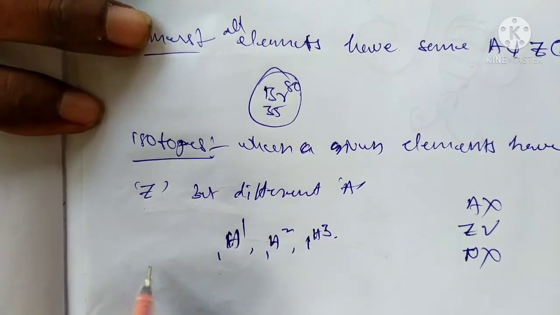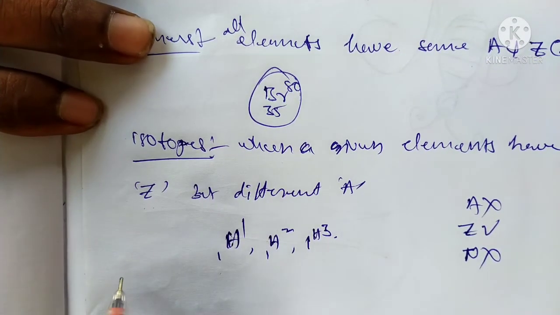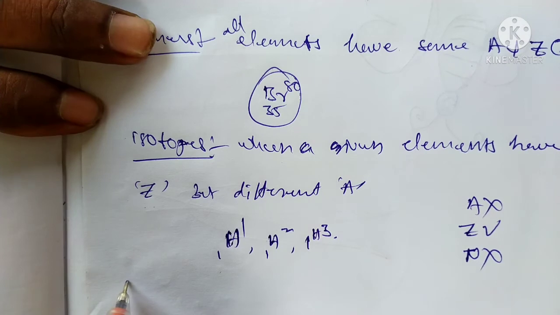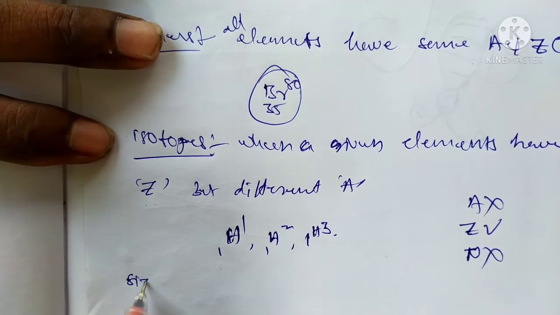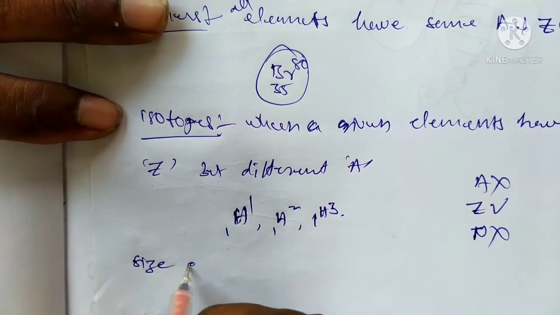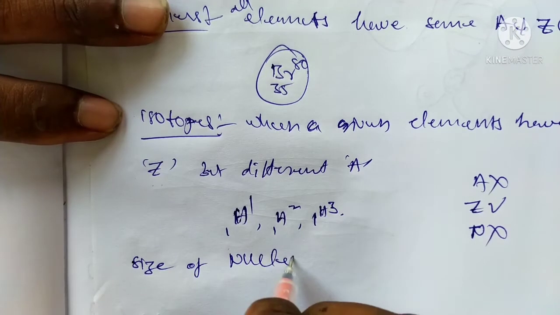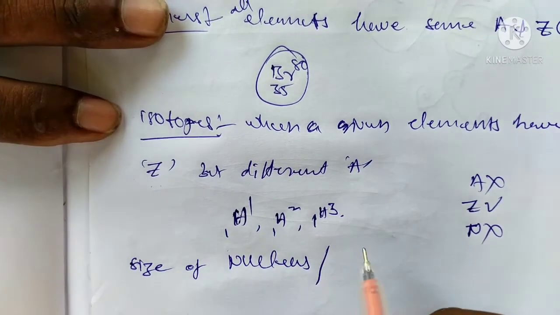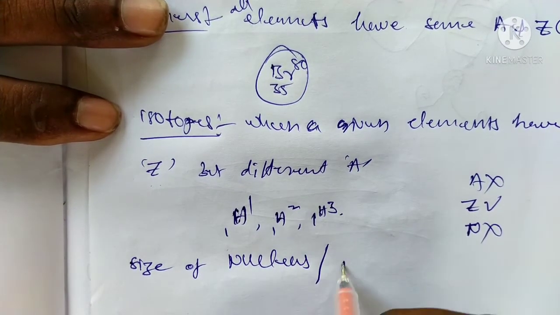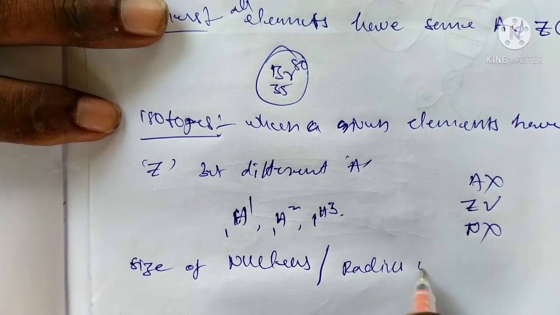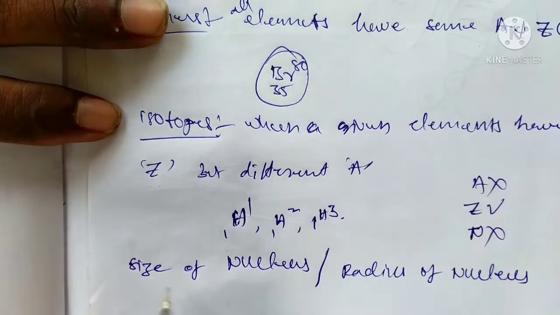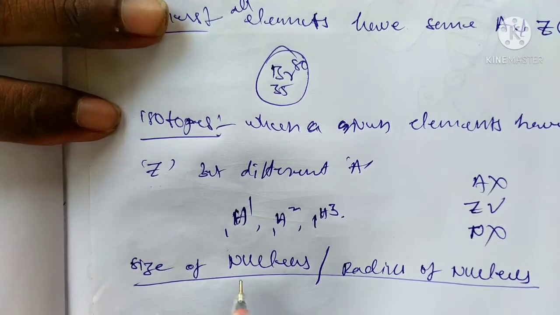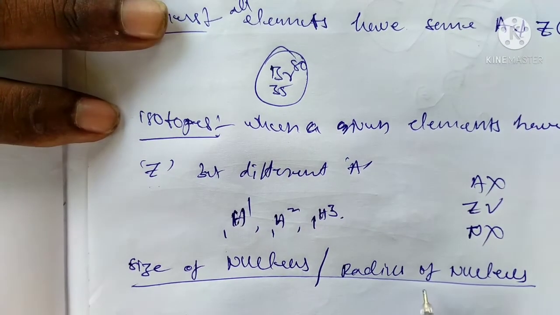Okay, now we discuss the second topic: radius of the nucleus, or size of the nucleus. Radius of nucleus or nuclei is the heading. Size of the nucleus is nothing but the radius of the nucleus.